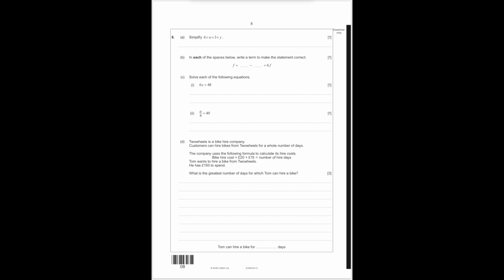Question 8a, simplify 4 times W times 3 times Y. So everything's getting multiplied, so we're going to deal with those numbers first. So I'm going to do 4 times 3, which is 12. And then I've got W times Y, which can be written as WY. This whole thing can be simplified and written as 12WY. It doesn't matter which way around you write W and Y, as long as you don't have a multiplication symbol in there, because we're simplifying as far as we can.